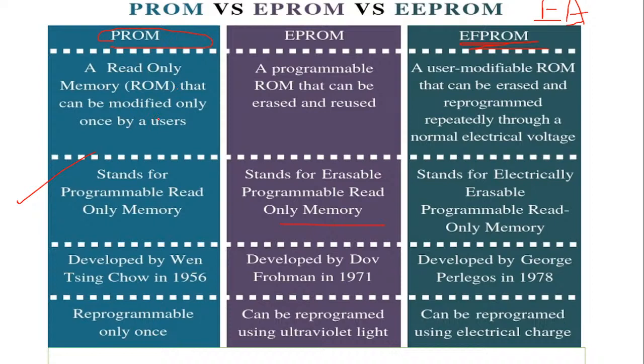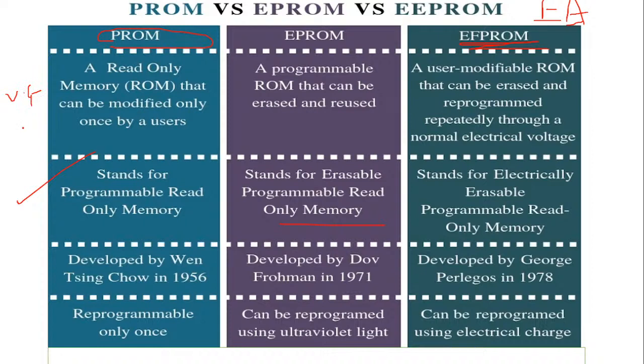It means that this type of memory is used for recording information using a facility. Take an example: the recorded information cannot be changed, like video games or mobiles. So it is modified only once by the user, and you can't do it any time after that. I gave you an example of video games and an example of mobile phones.